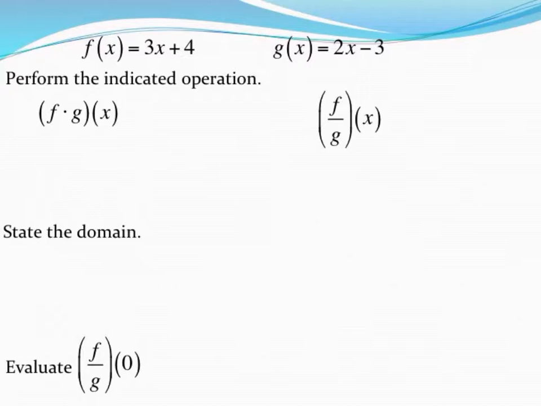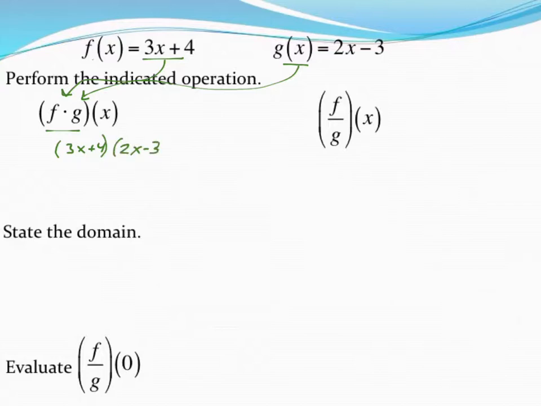Real quick, we can also multiply and divide with this. So here's my notation, which is telling me to do multiplication. That's what the dot means, of course. So take the f function and multiply it by the g function. The notation is weird, but that's all it means. So I've got 3x plus 4, and I want to multiply that by 2x minus 3.